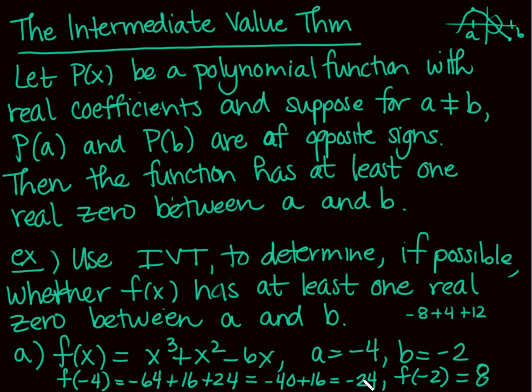So look at what I know. I'm below the x-axis at -4, but I'm above the x-axis at -2. So I must have gone through the x-axis. The intermediate value theorem tells me that yes, there is at least one real zero between -4 and -2. You don't know how many; we would actually have to find those zeros to figure that out. But we know that there is at least one.